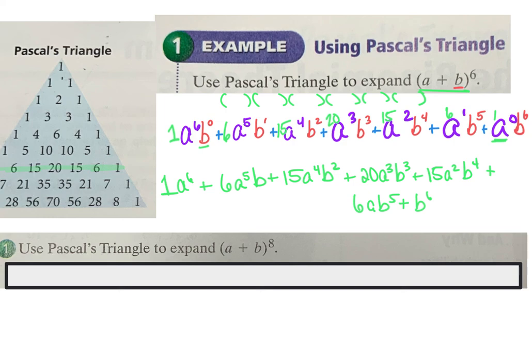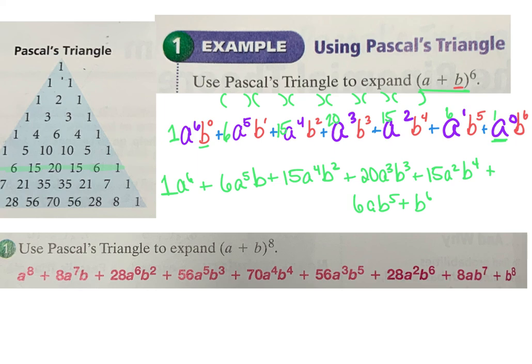So if you expand this one to the 8th, you are going to use your 8th row, which is right here. These will become your coefficients. You would start a to the 8th power and go down, b to the 0 power and go up. And so your final answer should look like this.